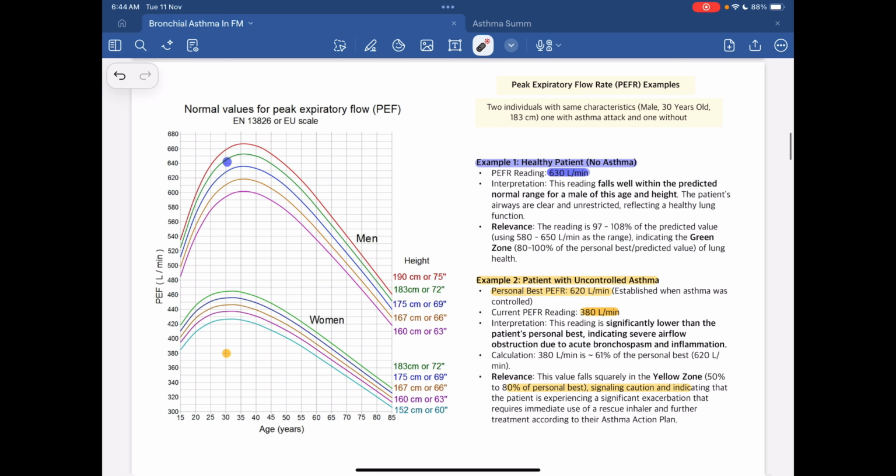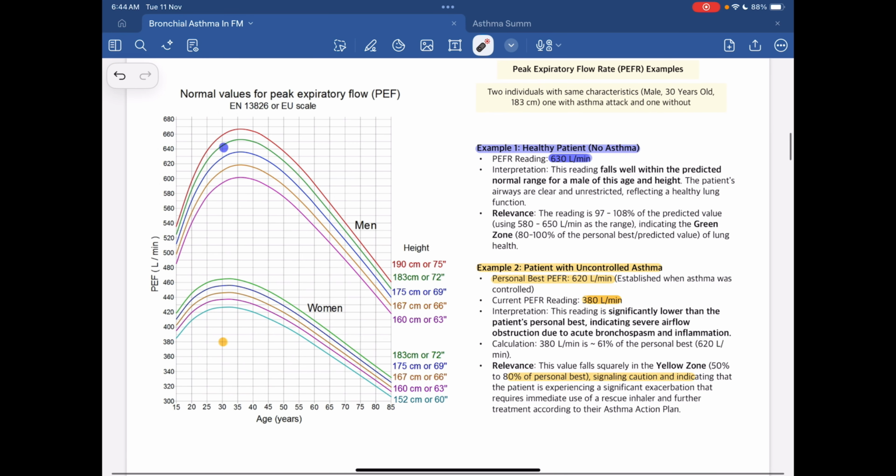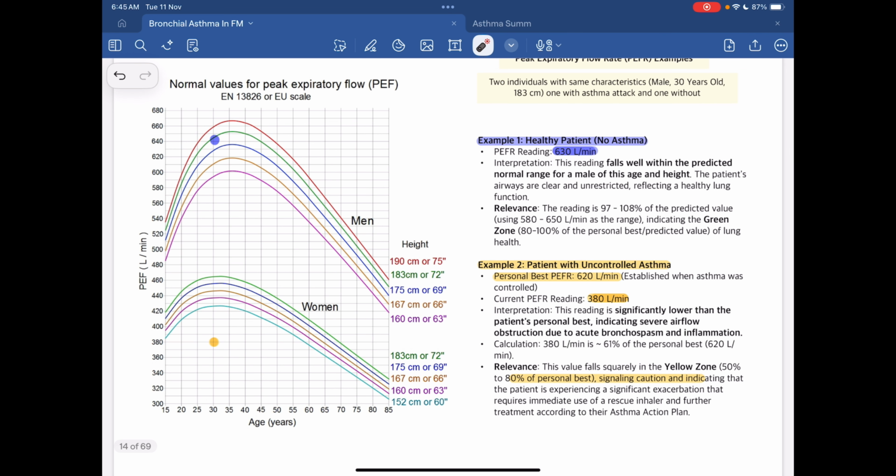So this is the peak expiratory flow rate. So it basically measures your best expiratory flow, based on the person's age, height, and gender. For example, in this example, a healthy patient with no asthma, the reading is 630. When we plot 630, it's in the normal range for people with this height. It falls within the predicted normal range of a male of this age and height.